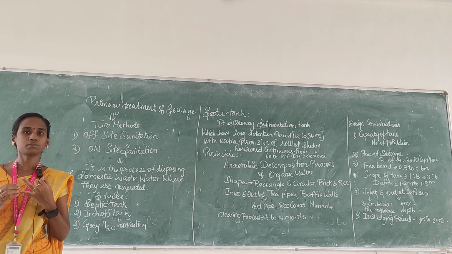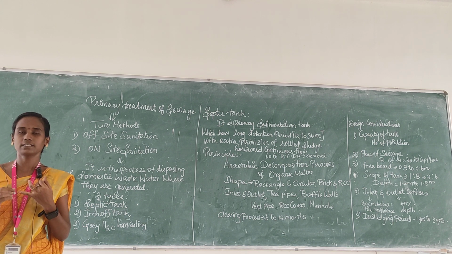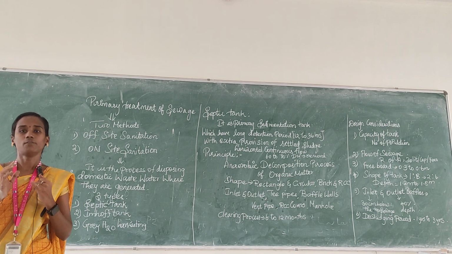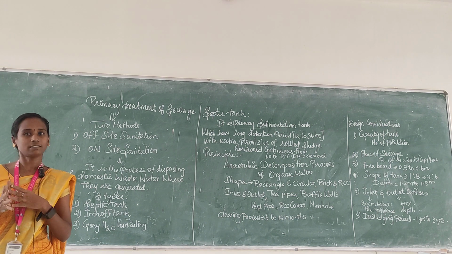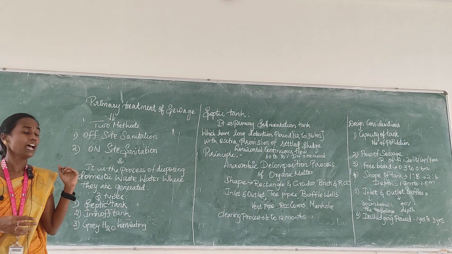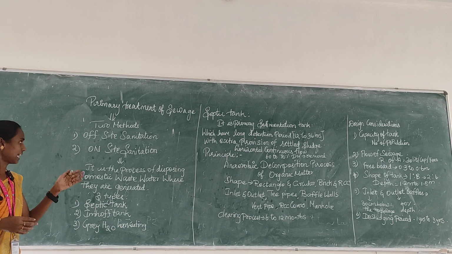The primary treatment method of sewage is the first step of the treatment. In this method, we are removing the solid matter which is present in the wastewater. In this primary treatment method, there are two types. One is the off-site sanitation method and the second one is the on-site sanitation method.